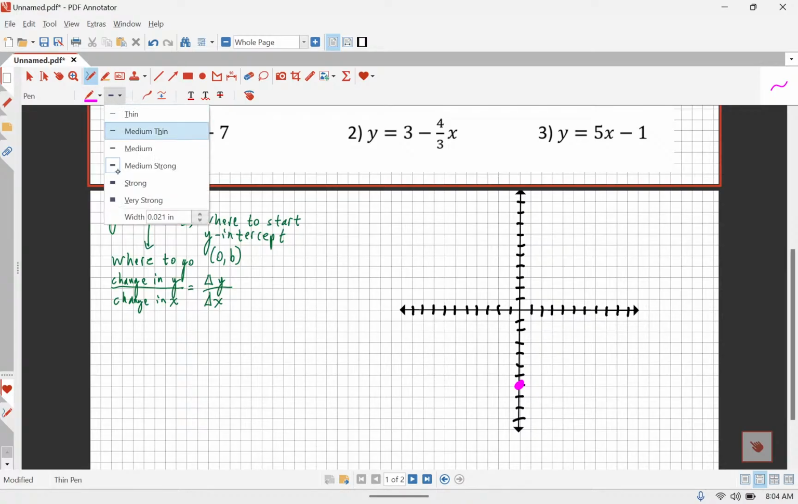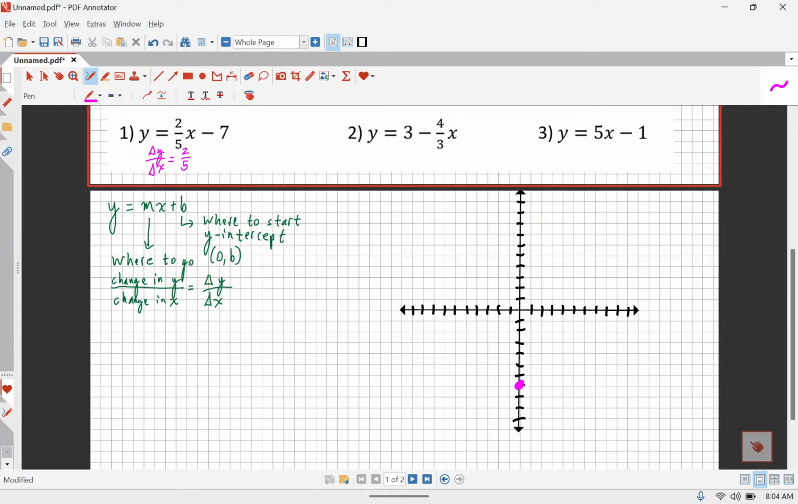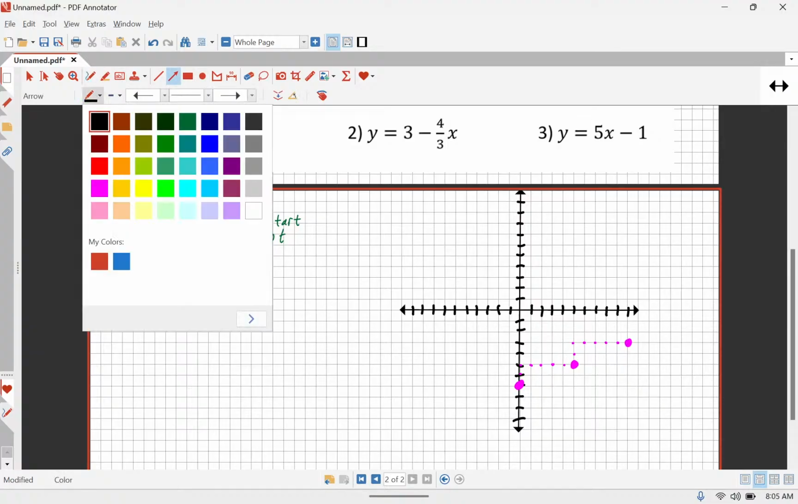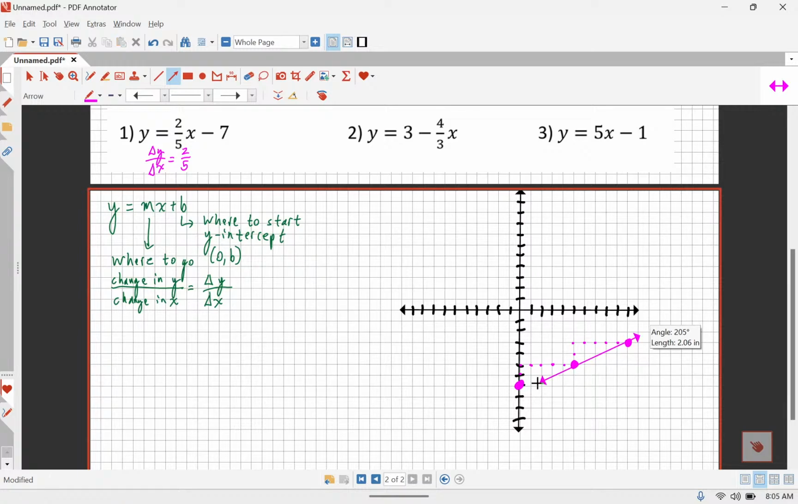That means from this point, you're going to change your y by 2. Which one's the y-axis? It's this one. So from here, you're going to go up 1, 2. Now we're going to change our x by 5. Which one's the x-axis? That's this guy right here. So you're going to go right 1, 2, 3, 4, 5. And then you're going to do it again. Up 1, 2. Right 1, 2, 3, 4, 5. And that's how you read that as instructions on how to graph that line.